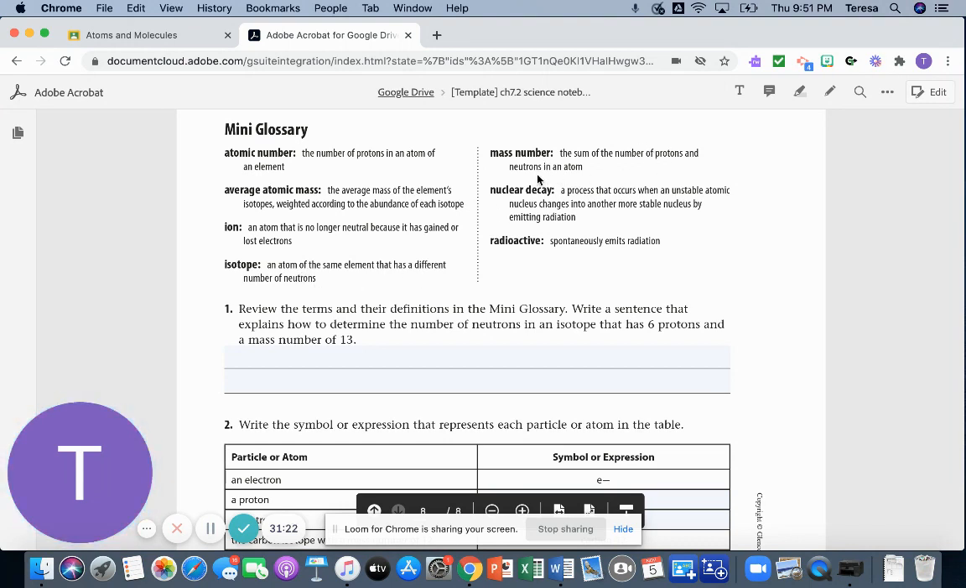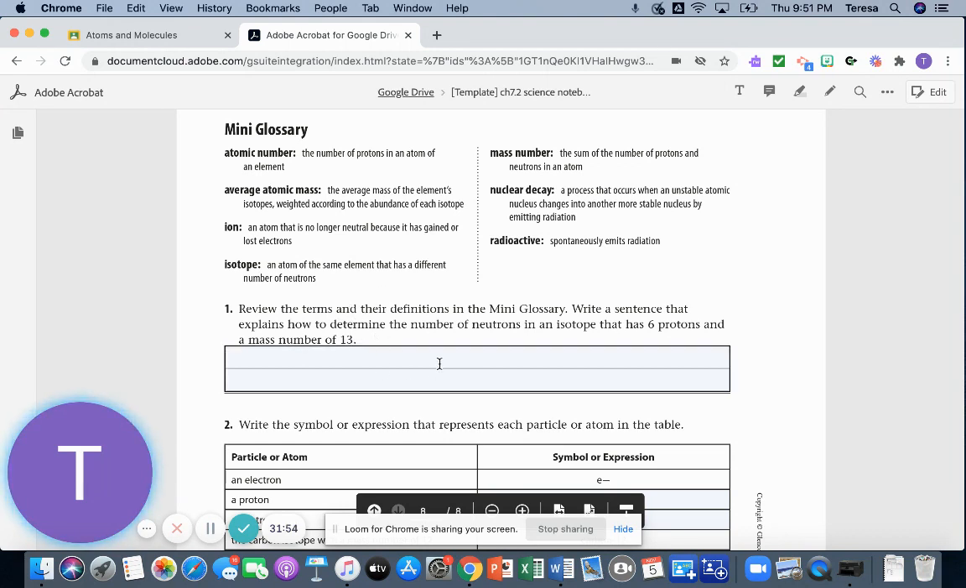Mass number, number of protons and neutrons. Nuclear decay, process that occurs when an unstable nucleus changes into a more stable nucleus by emitting radiation. And then radioactive, spontaneously emitting radiation. Write a sentence that explains how to determine the number of neutrons in an isotope if it has 6 protons and a mass number of 13.